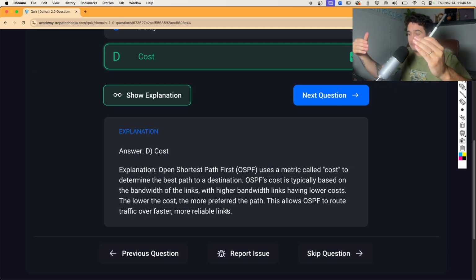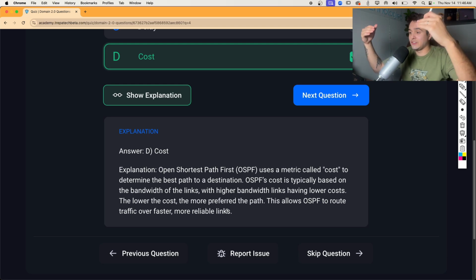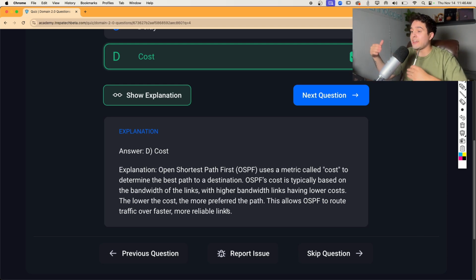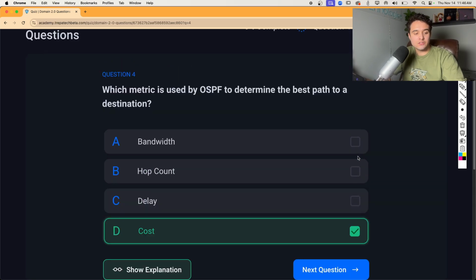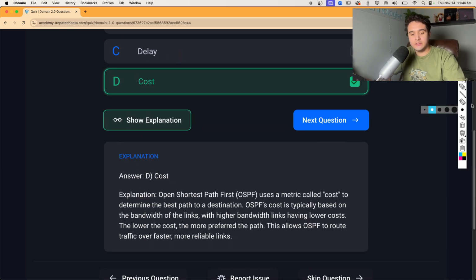The SPF algorithm, shortest path first, takes a reference bandwidth divided by the actual bandwidth of a link to determine a route's or a network's cost, okay? So it uses a metric called cost, but that's the actual algorithm: reference bandwidth divided by actual bandwidth. So good, it's a good catch. Go ahead and pause the video if you'd like to read the explanation.